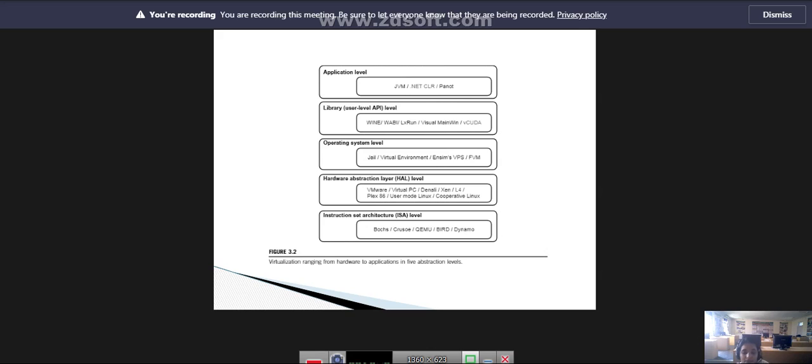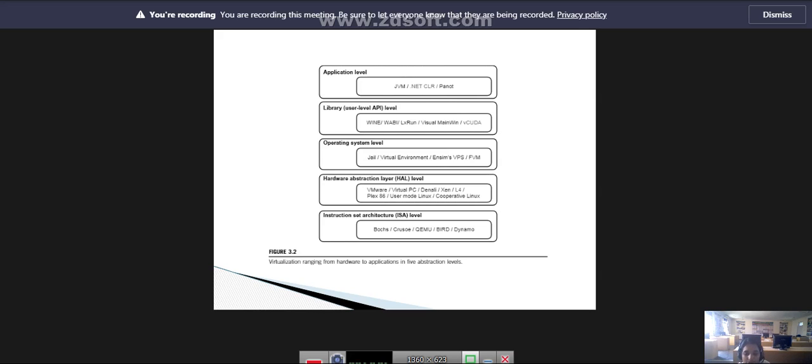The next one is the library support level. Virtualization with a library interface is possible by controlling the communication link between applications and the rest of the system through application programming interface hooks. The software tool Wine has implemented this approach to support Windows applications on top of Unix hosts. Another example is vCUDA, which allows applications within virtual machines to leverage graphical processing unit hardware acceleration. This is called the library support level.